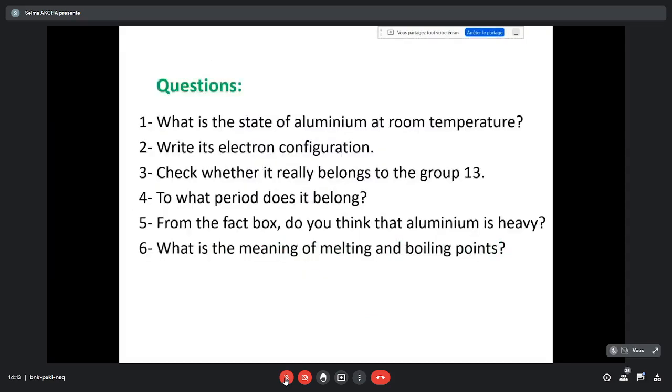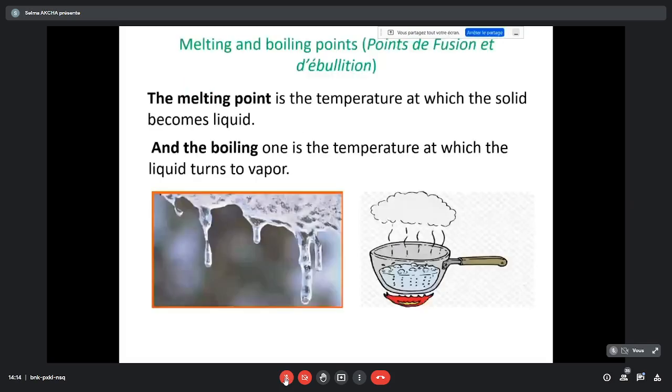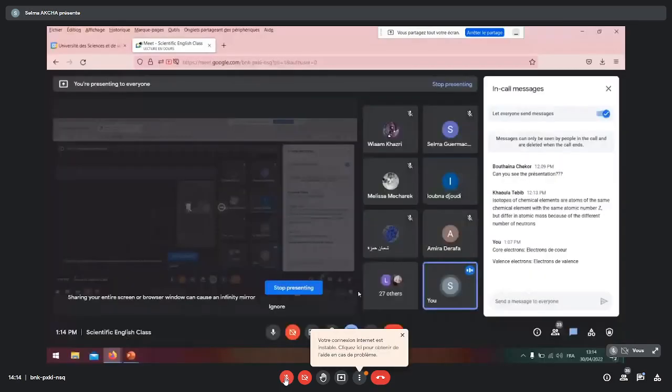What is the meaning of melting and boiling points? It is very light. What is the meaning of melting and boiling points? The melting point, c'est le point de... To melt. Quel est le signe de la signification du verbe to melt? To melt. From solid to liquid. Fuser. C'est faire une fusion.